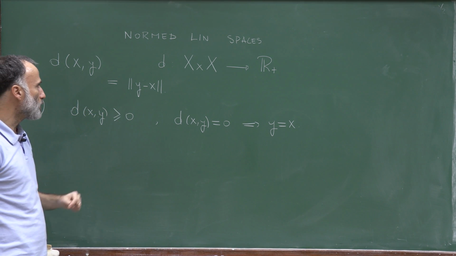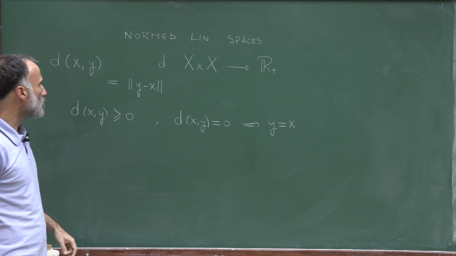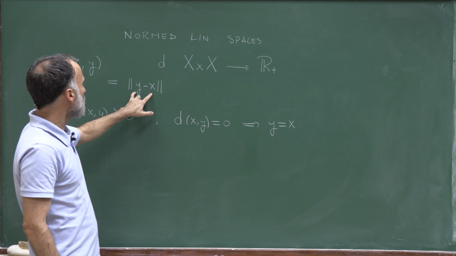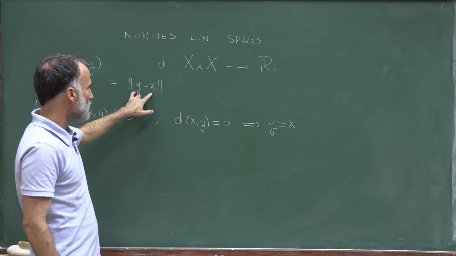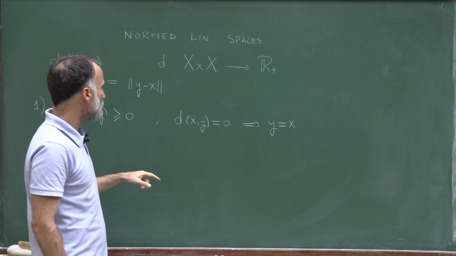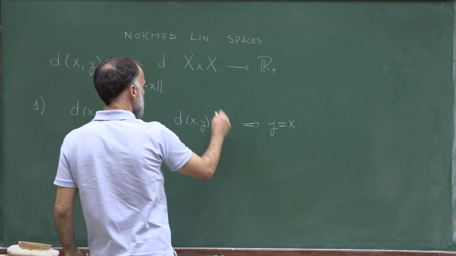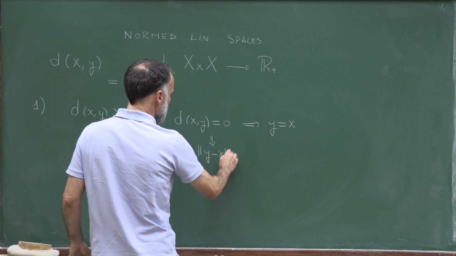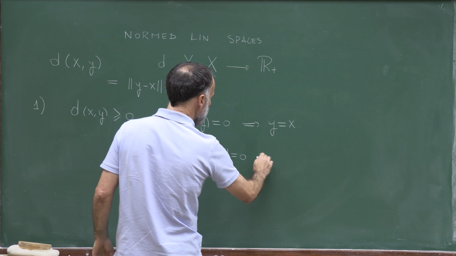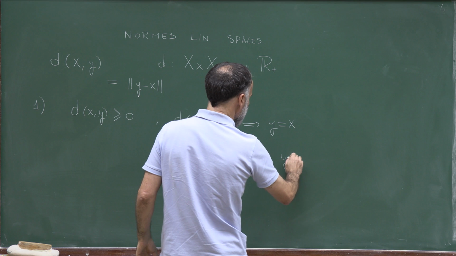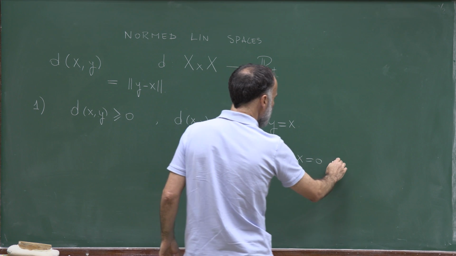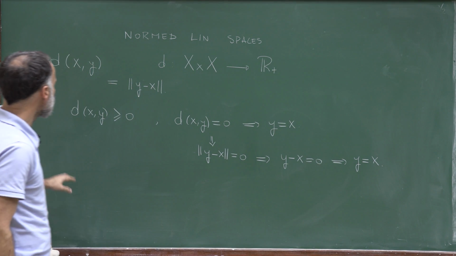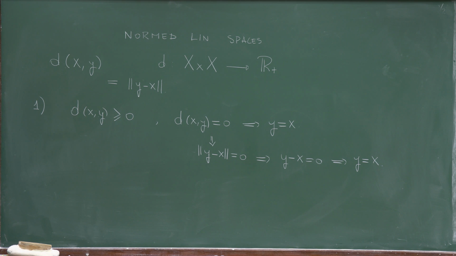and we have seen that the norm is always non-negative. On the other hand, if the distance between x and y is 0, this means that the norm of y minus x is equal to 0, and we have seen that this implies that y minus x is equal to 0, which means that y is equal to x. So the first property of the distance is satisfied.